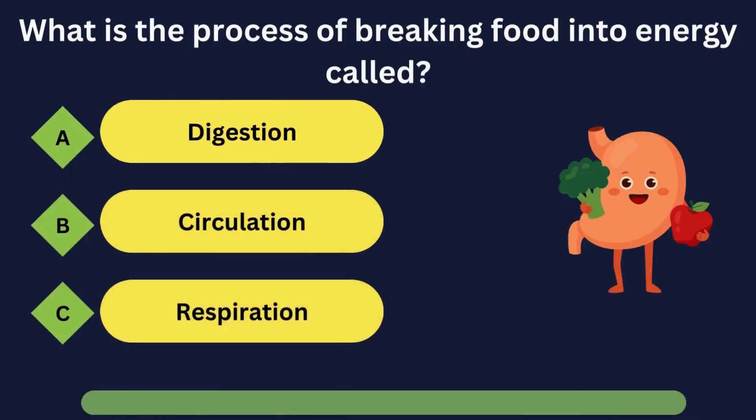What is the process of breaking food into energy called? A. Digestion. B. Circulation. C. Respiration.